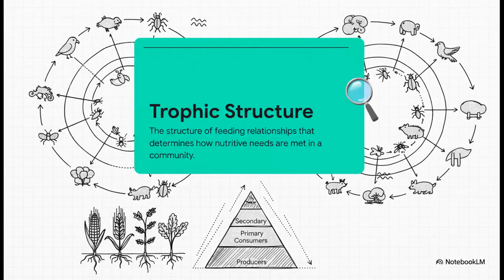Who eats whom? So, trophic structure is the more formal term for the community's food web.